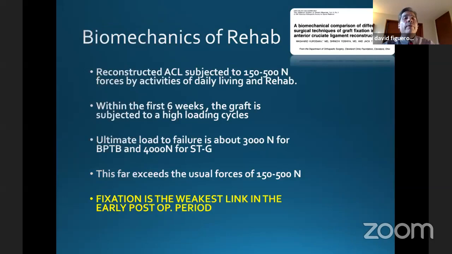And from a biomechanical point of view, the reconstructed ACL is subject to forces from activities of daily living and rehabilitation. Within the first 6 weeks, the graft is subjected to a high load and cycles. And the ultimate load to failure is about 3,000 newtons for BPTB and 4,000 newtons for semitendinosus gracilis. This far exceeds the usual forces of daily living activities and rehabilitation. So fixation is the weakest link in the early post-op period, and we have to look at that fixation.